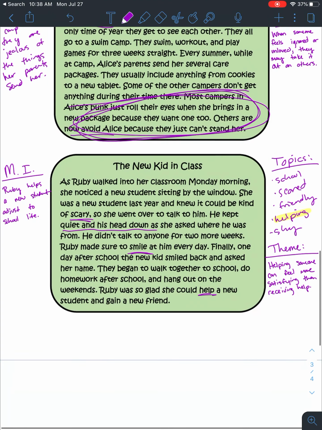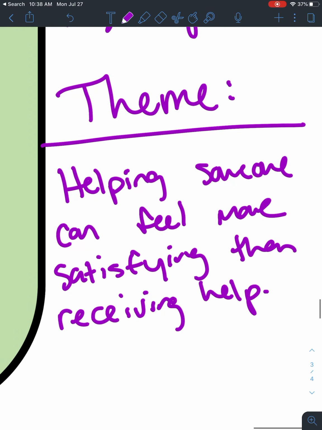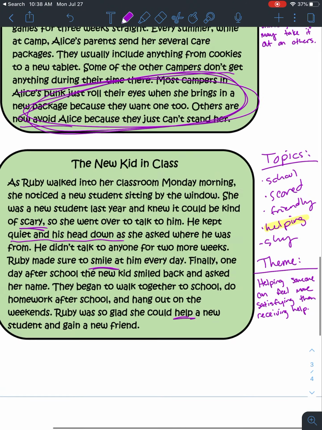So we notice here that in this story, Ruby's acknowledging that she was a new student last year and it was kind of scary. She seems to really get more satisfaction, though, out of helping this new student than she did about finally becoming a part of the new school. So that's true for our story. And can that be true in real life? Yeah, of course. So that's why it makes a good theme.